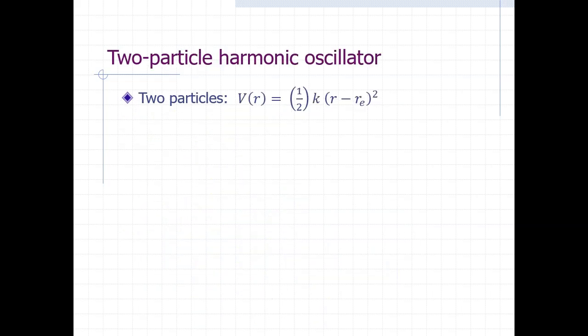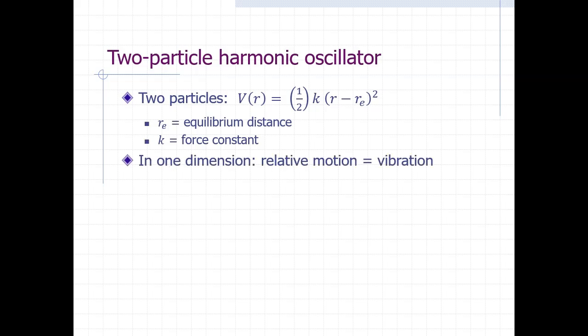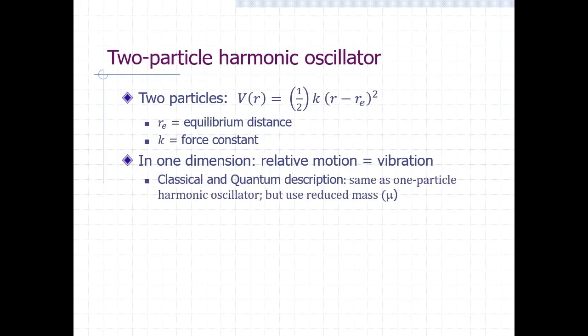The two-particle harmonic oscillator consists of two particles for which the potential energy depends on the distance between them according to this equation. The potential energy V is equal to 1/2 times K times the square of the difference between R and R_E. Here, R is the distance between the particles, R_E is called the equilibrium distance, and K is the force constant. If the system is confined to one dimension, then the relative motion is just vibration. The relative motion can be essentially described as that of a one-particle harmonic oscillator with a mass equal to the reduced mass of the two particles.